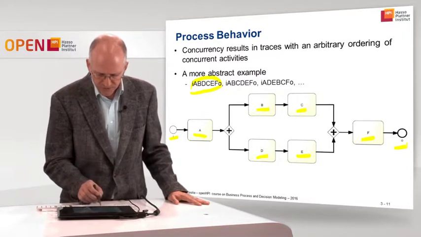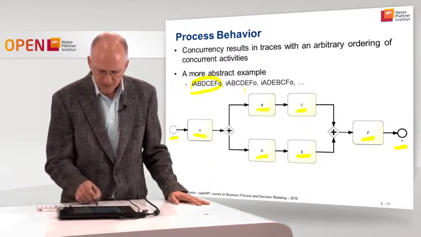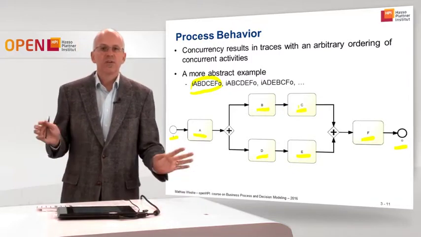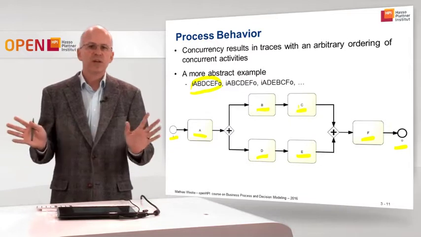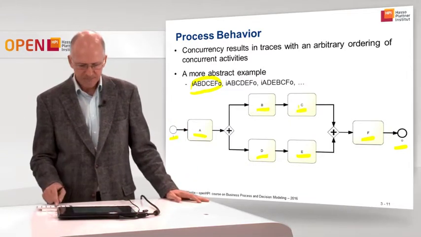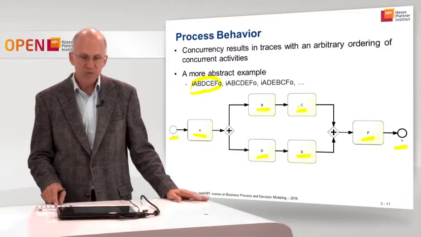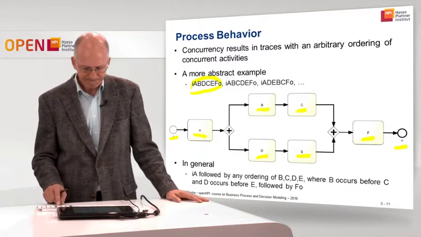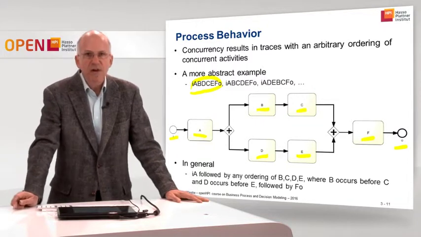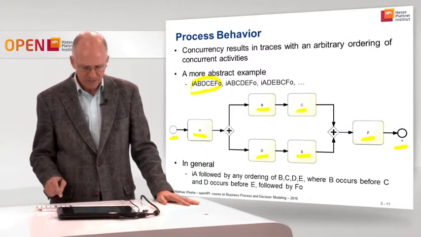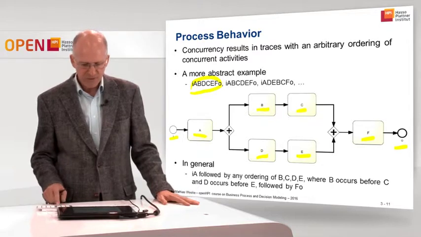In the second trace, we have a different ordering of the concurrent activities. We first have B and C, and then D and E. In the last one, we also have a different ordering of the concurrent activities. We start with D and E, and then have B and C. So you see, if there's concurrency in a process model, we have a larger state space. The process can be in more states, and that makes it far more complex than just having sequential executions like we've seen in the first example. In general, all traces are allowed in which I and A are followed by any ordering of B, C, D, and E, where B occurs before C and D occurs before E, followed by F and then O.